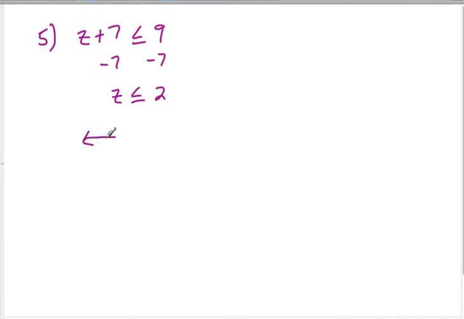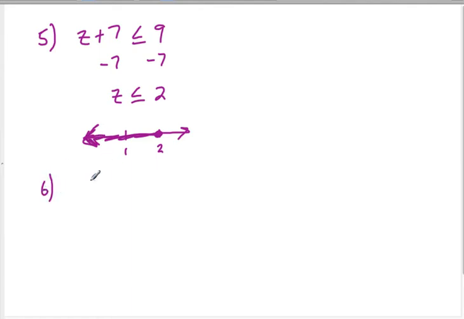Number 5 says z plus 7 is less than or equal to 9. So we're supposed to solve and graph these. We're going to subtract 7 from both sides, and get z is less than or equal to 2. To graph that, we need a closed circle and we need to shade to the left, less than or equal to 2.